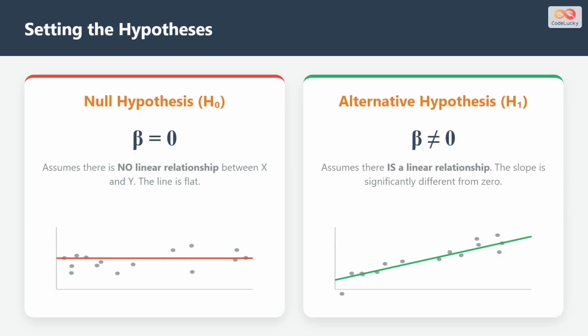To formally test this, we set up two hypotheses. The null hypothesis, H0, states that beta equals 0. This means there is no linear relationship and the true line is flat. The alternative hypothesis, H1, states that beta does not equal 0. This implies that a significant relationship exists, meaning the slope is either positive or negative.